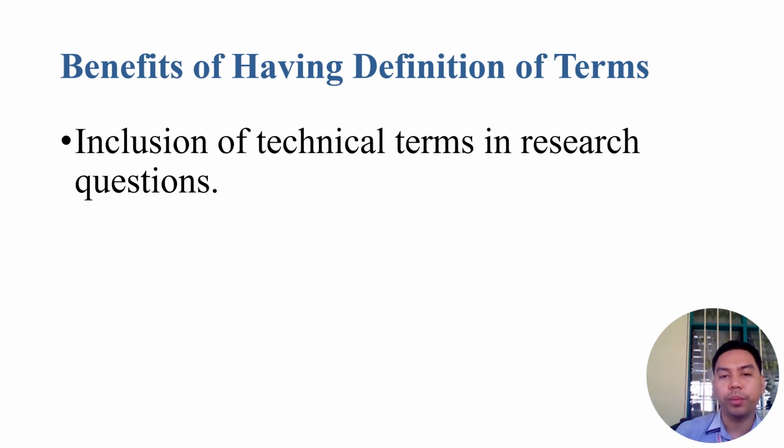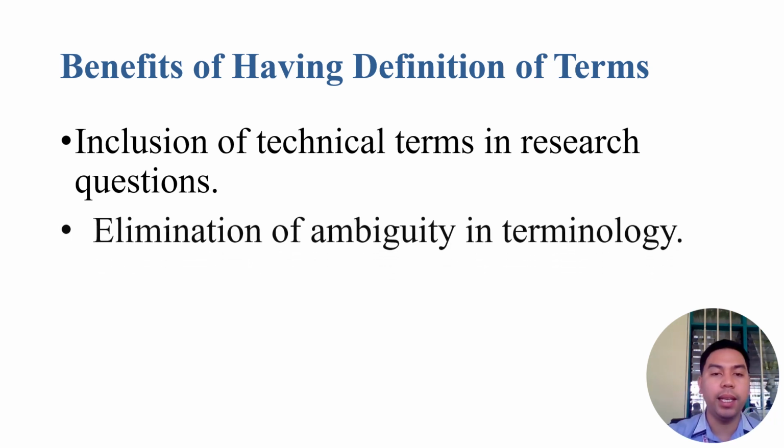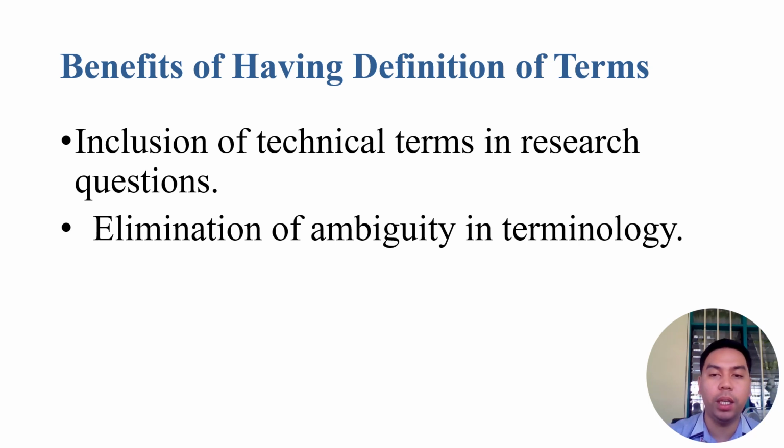It is useful to include technical terms in the topic of the research questions. Number two is elimination of ambiguity in terminology. When we talk about ambiguity, this is the thing that is not clear in terminology in our research. Number two says that it can clarify the definition of a term, especially if it has a different meaning. We can clarify that. We define the term according to how it was used in the study.